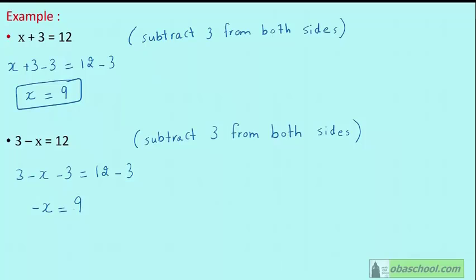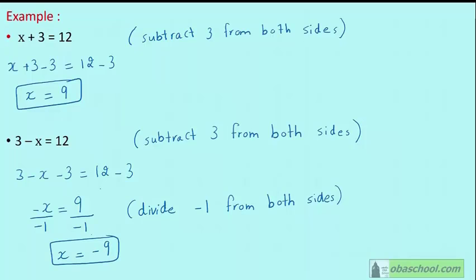We can see that we have minus x. Therefore, we have to know that x is multiplied by minus 1. Now we have to divide both sides by minus 1 in order to get the value of x. So minus x over minus 1 equals 9 over minus 1, which is equal to minus 9.